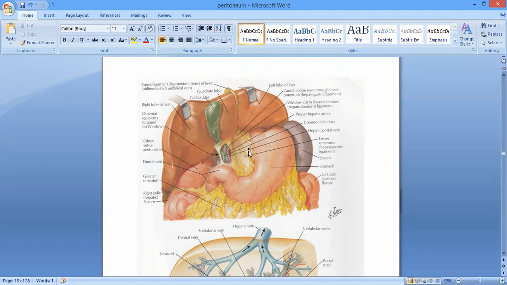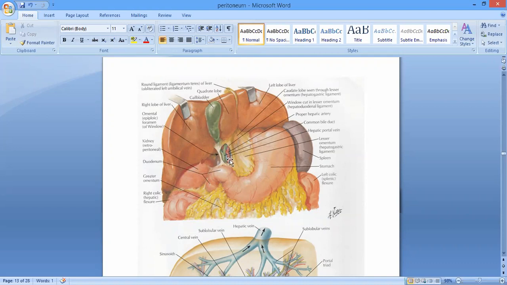What lies behind this? Which lies behind this lesser omentum? The sac. The lesser sac, right? So behind the lesser omentum there lies part of the lesser sac. Lesser sac. Okay.